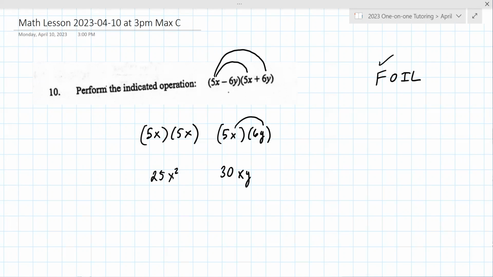All right, so now the next one here is the I, so you're going to take minus 6y times 5x. Minus 30, that's minus 6 times 5, and then it is yx, but the preference is to put x before y. So like alphabetically. Exactly.